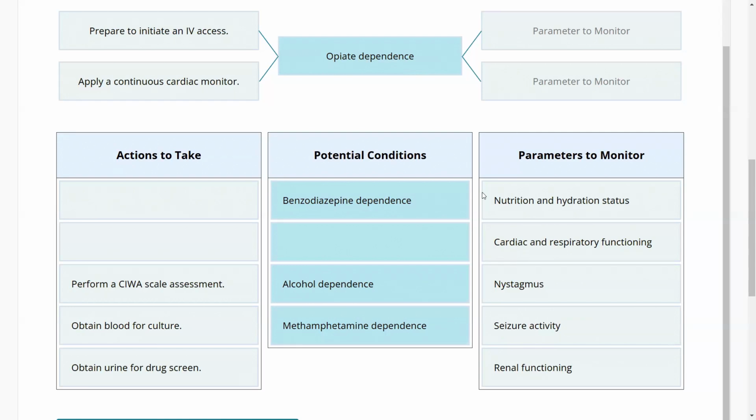All right. Twos and fours. Okay. That's the majority coming back here. All right, we'll go ahead and take it that the cardiac and respiratory function is the primary parameter, as well as the seizure activity that could possibly occur.